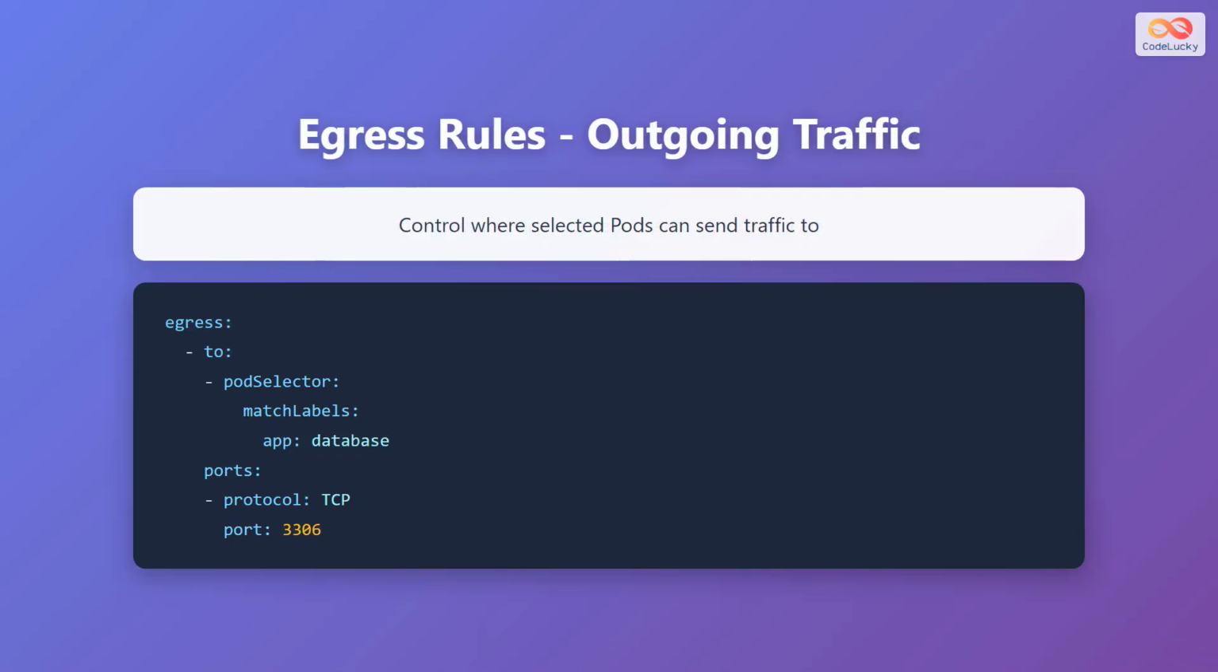Egress rules control where the selected pods can send traffic to. In this example, the egress rule allows the selected pods to send traffic only to pods with the label app equals database. It specifies that only TCP traffic on port 3306 is allowed, which is the standard MySQL port. This means the selected pods can only connect to database pods on that specific port and cannot reach any other destinations.